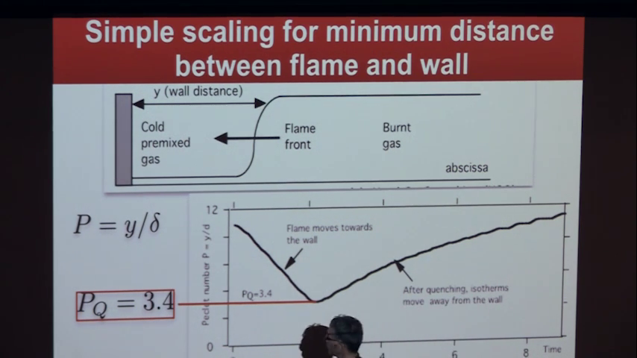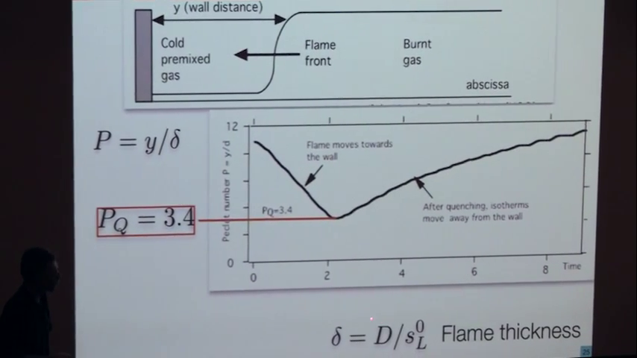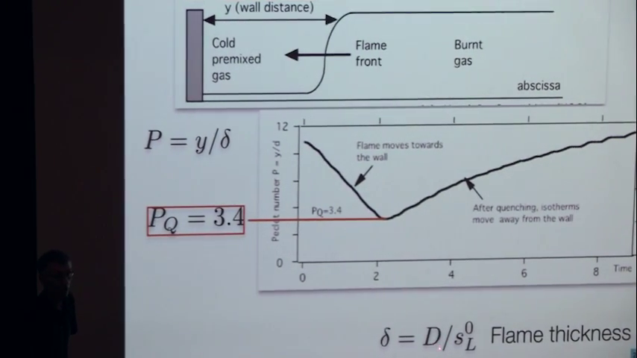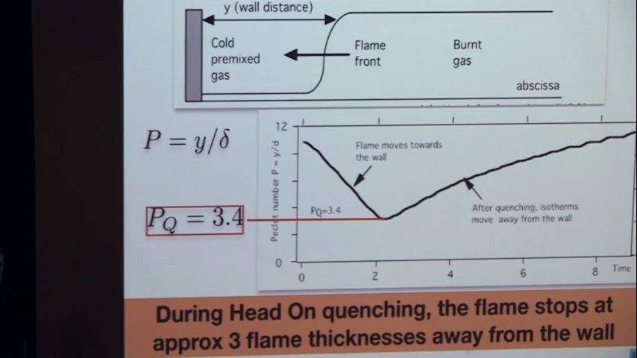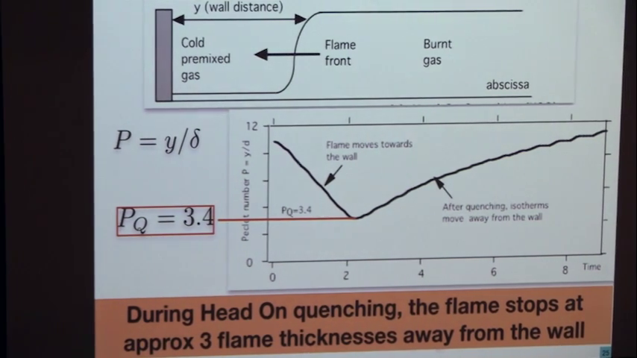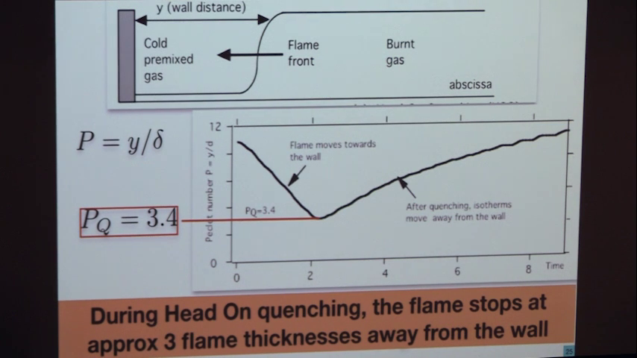And the quenching distance, you can scale it also with this famous flame thickness that we've used many times, which is the diffusion of heat divided by the flame speed. And again, when you do the scaling, you find that almost in all cases, the Peclet number, which is the ratio of the quenching distance by the flame thickness, is of the order of between 3 and 4. In other words, during head-on quenching, the flame stops at approximately 3 flame thicknesses from the wall.